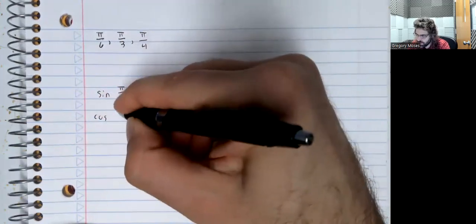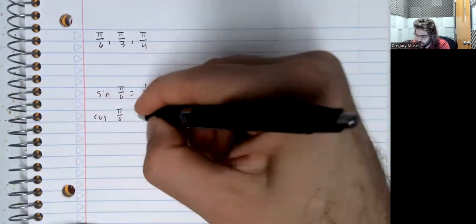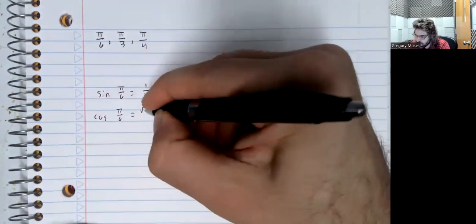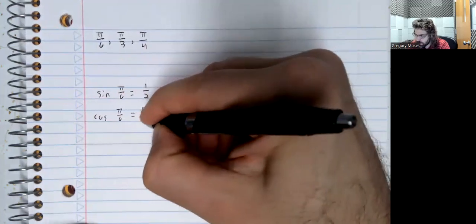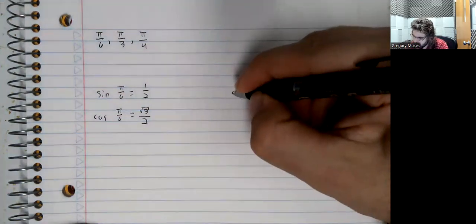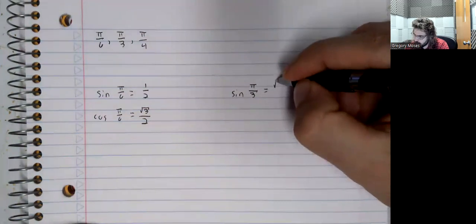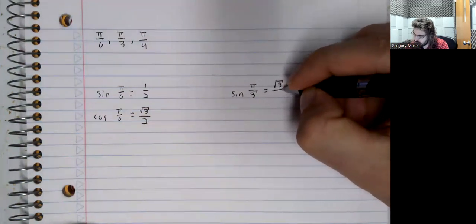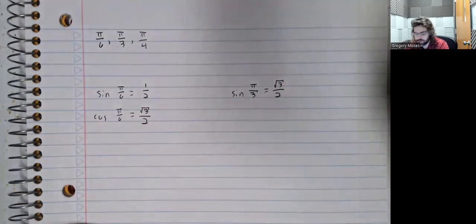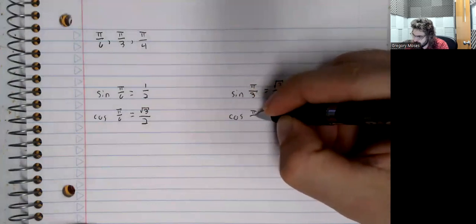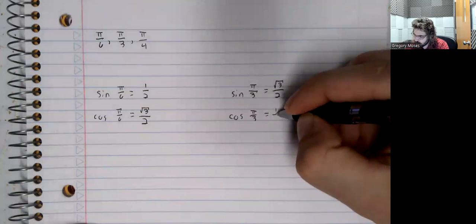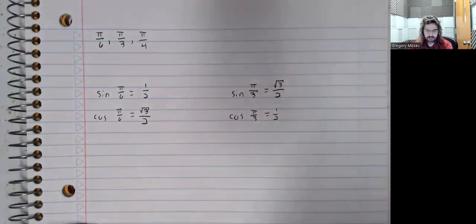The cosine of pi over 6 is sadly messier. The square root of 3 over 2. And then for pi over 3, the same numbers, but they're reversed. The sine is the square root of 3 over 2. The cosine is 1/2.